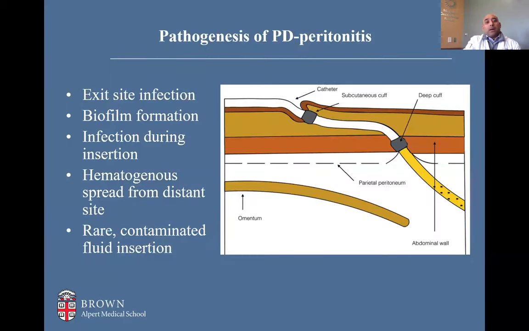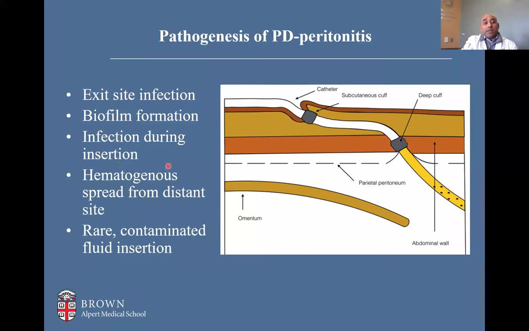Just a brief on PD-related peritonitis or infection, just a brief pathophysiology. Infection can originate from an open catheter transfer set, and that's one way of getting the infection in. Exit site infection can get through a physical barrier. The most commonly used physical barrier is the cuff, a two-cuff system, one in the subcutaneous tissue and one in the muscle, and then the peritoneal cavity. So you can have transfer set-related infection introduced.